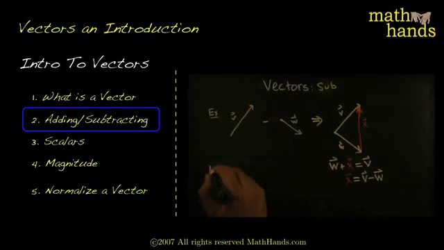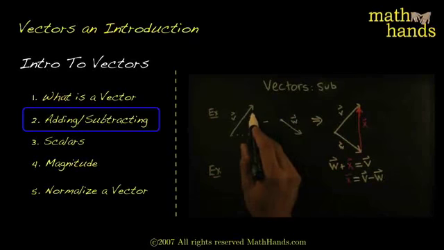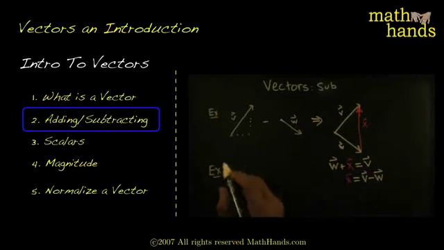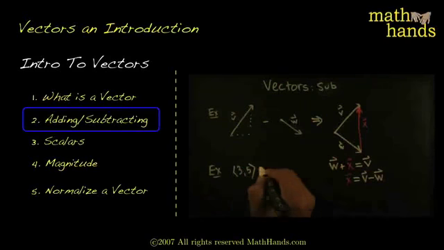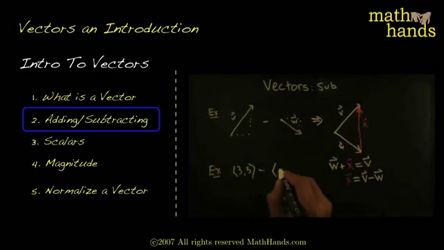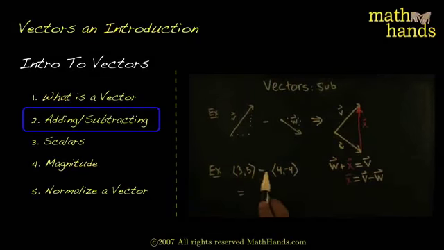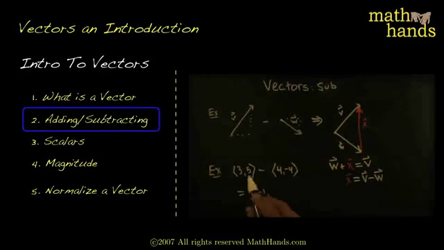Take a look at the same problem algebraically. Suppose this is over 3 spots and up, I don't know, 5. So this would be (3, 5) minus, suppose this one is over 4 and down 4. So this would be (4, negative 4). The way you subtract would be exactly as you would expect, component-wise. You got 3, take away 4, that gives you negative 1. 5, take away negative 4, which means 5 add 4, that gives you a total of 9.